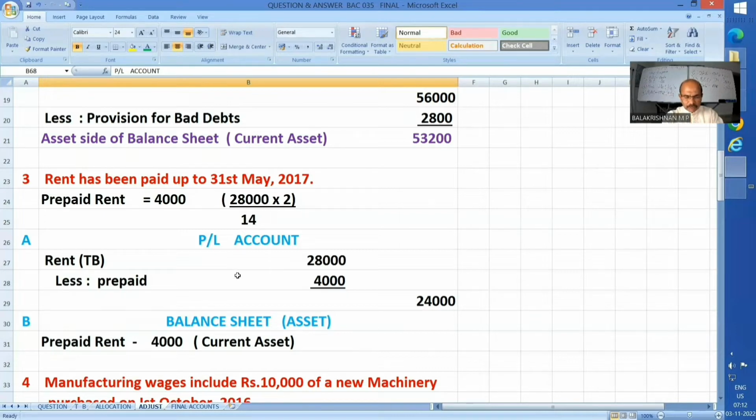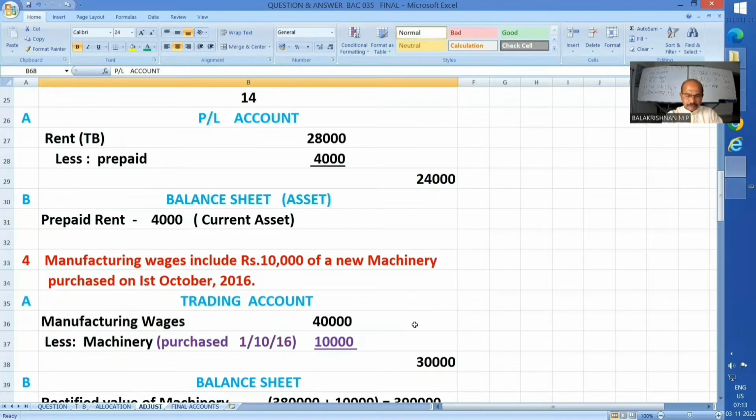So how will you treat it? This 4,000 you reduce from the rent and show the 24,000 as your expenditure pertaining to the current year. And as far as the balance sheet is concerned, show it as an asset. It's a prepaid rent, current asset, prepaid rent 4,000, and it will be marshaled as current asset.